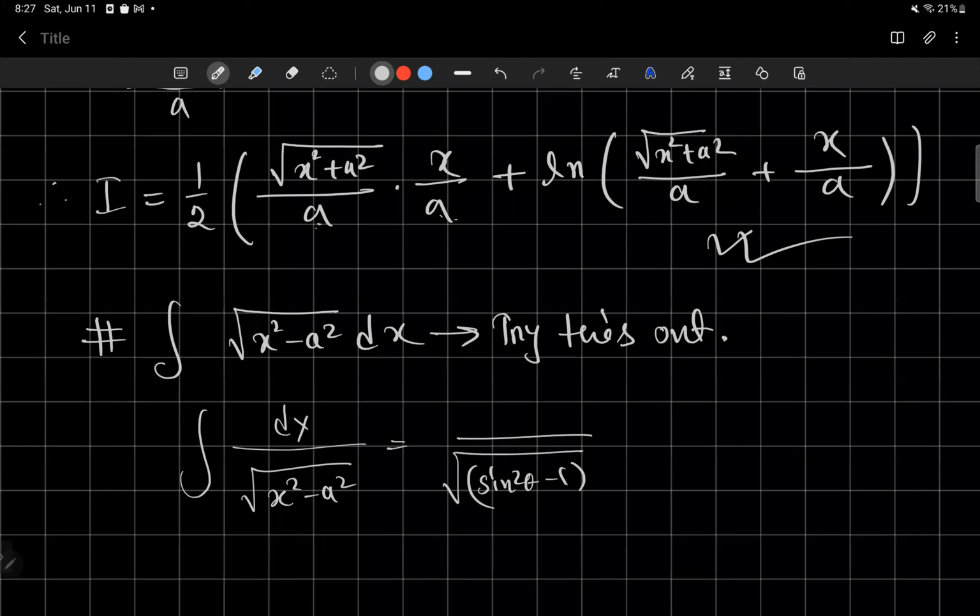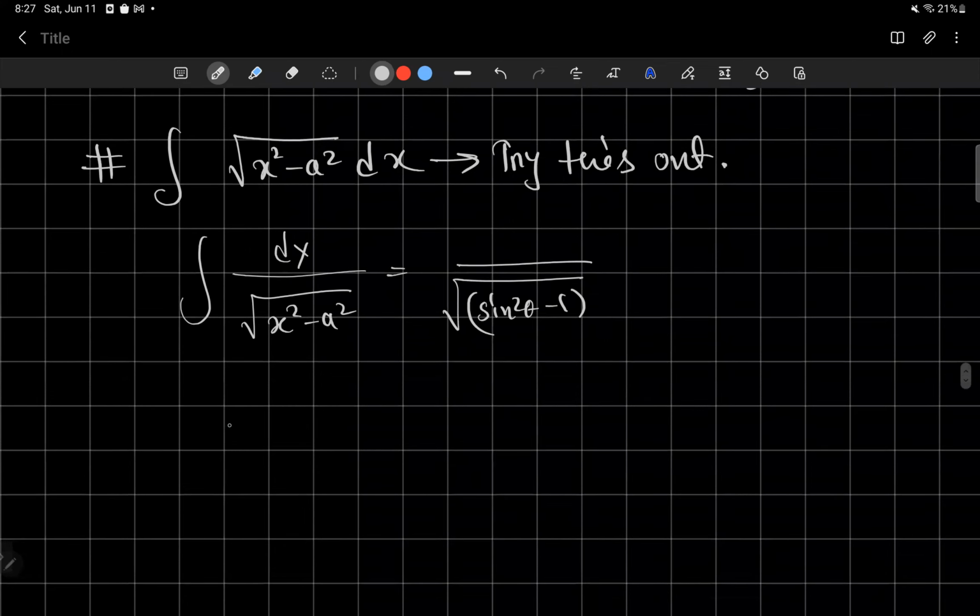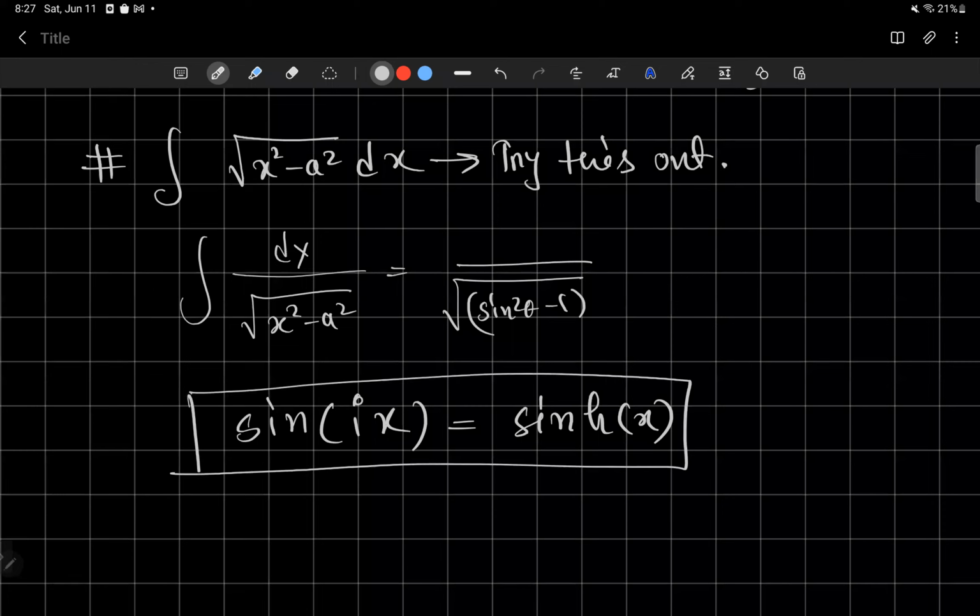I think your answer will come in terms of some logarithm stuff. So you can keep the imaginary number. That's fine. But for example, there is this conversion. I don't know whether you guys know it or not: sine of ix, where i is the imaginary number, is sine hyperbolic of x. You can always convert them into hyperbolic functions, and hyperbolic functions can be converted to logarithmic functions and vice versa.